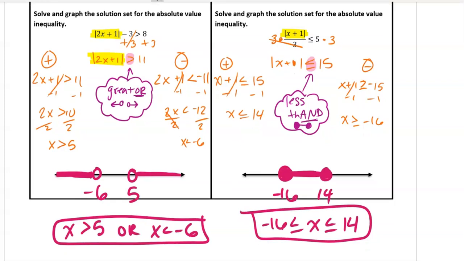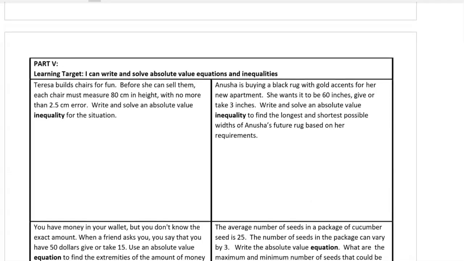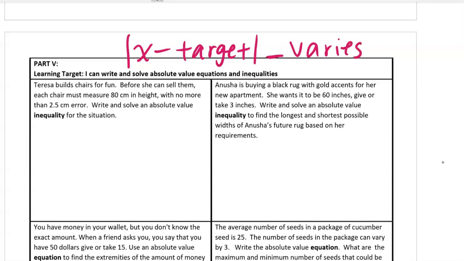All right, moving on to the next one, last page. Now we need to write equations from word problems and then solve them. So as a reminder, your formula is x minus the target, and it is always minus, and then you put the inequality here, and the varies.